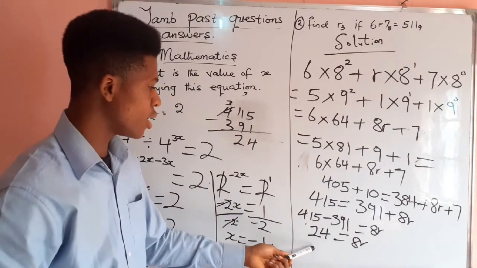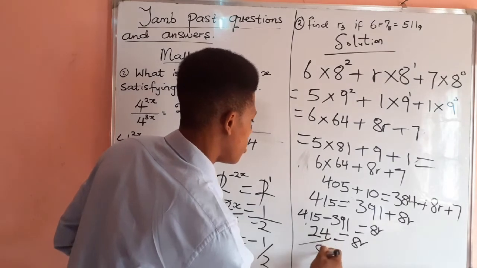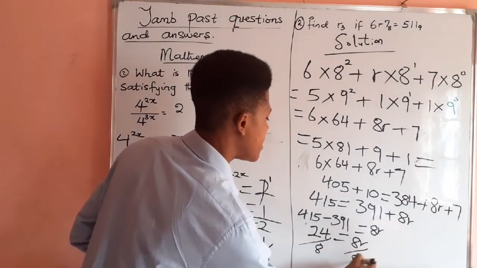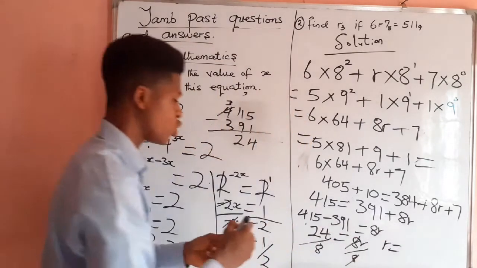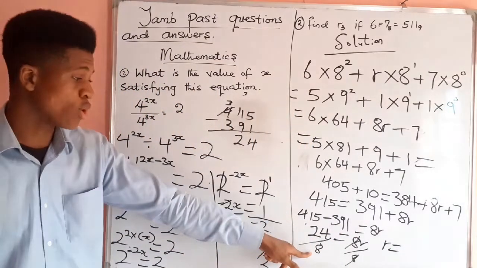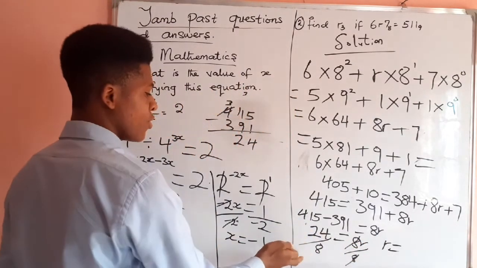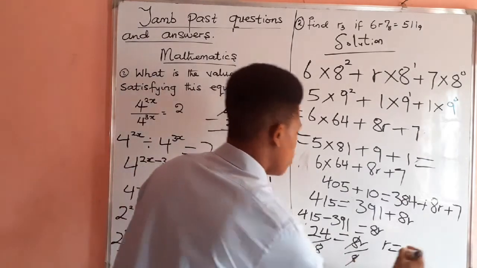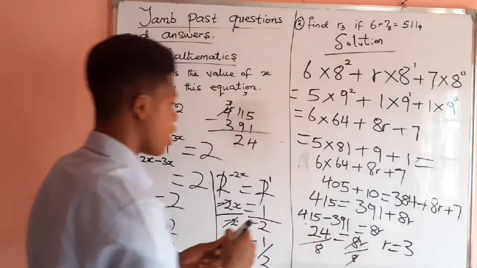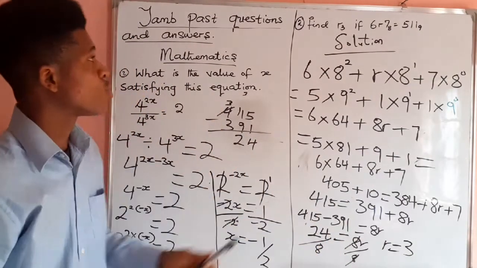So in order to get what our R is, we just divide both sides by 8. 8 cancels 8. Our R is equals to 24 divided by 8, which is what? 24 divided by 8 is 3, because 3 times 8 gives us 24. So 24 divided by 8 goes 3 times. So our R is equals to 3.